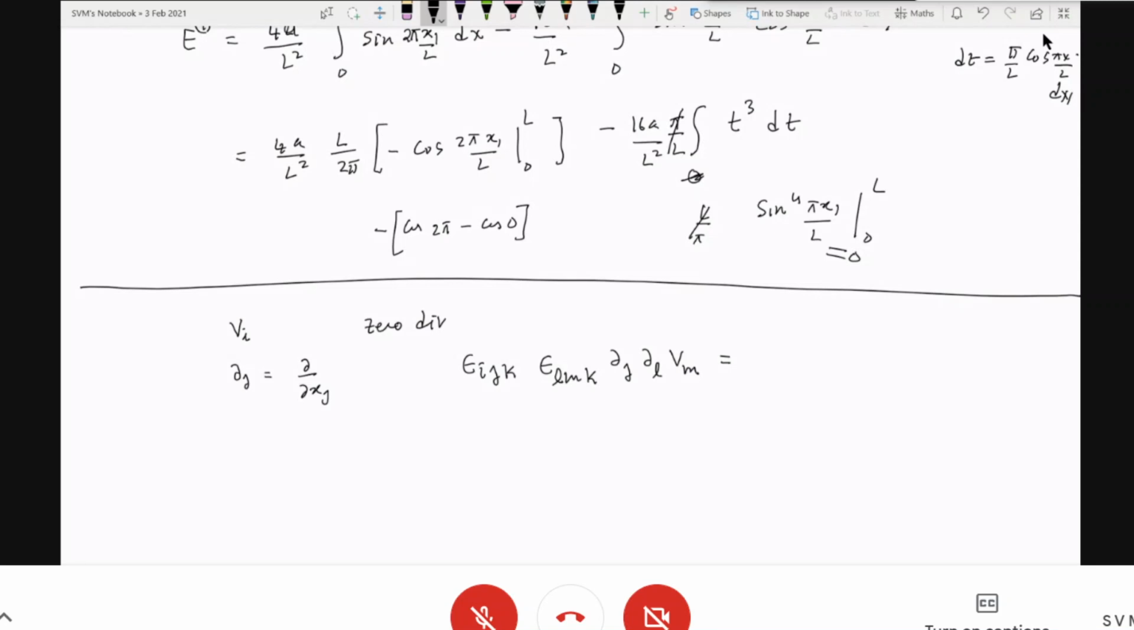Tell me the options. First option is minus dou j dou k Vi. Second option, dou j dou k Vi. Third option, dou j square Vi. And fourth option is minus dou j square Vi.